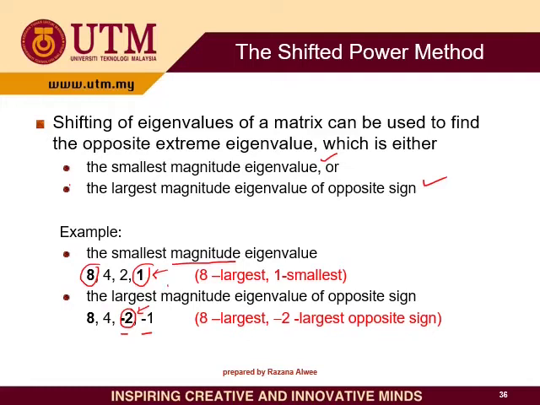It is different between these two. The first one is for the same positive or the same negative signs. But for the second one, you can find the largest magnitude of the opposite sign. In this case, -1 and -2, so the answer you can find is -2, the largest of opposite sign.